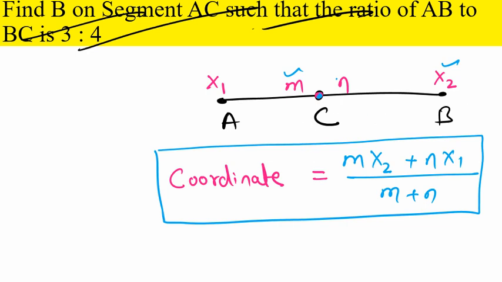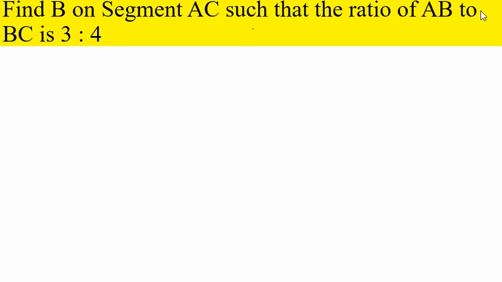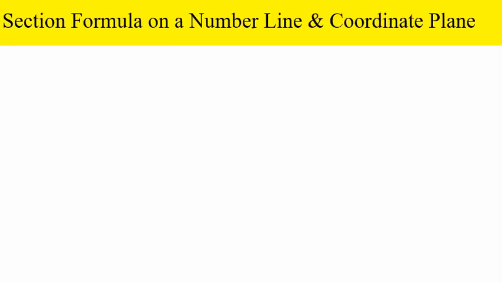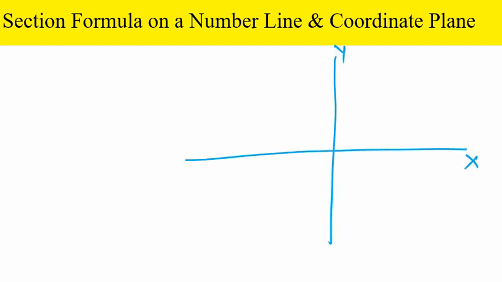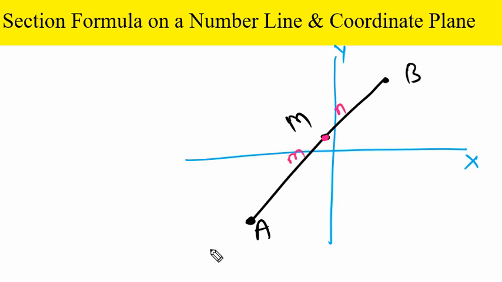Now what if I ask you on a coordinate plane? Let me draw a rough coordinate plane. Again, this is your x-axis, this is your y-axis. A segment AB, let's say like this, and you have a point M in between. Now it is dividing this segment AB in the ratio of m and n. This is your x1, y1, this is your x2, y2. Now how will you find the location or the coordinate for M? The coordinate for M is 1 point, but with x and y.